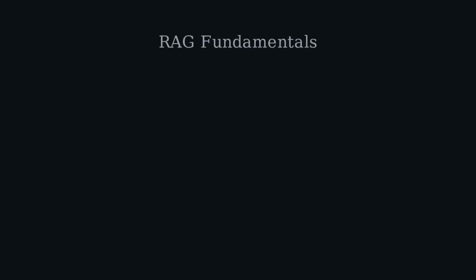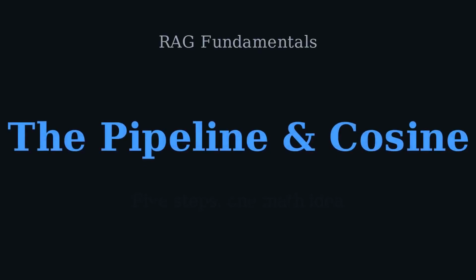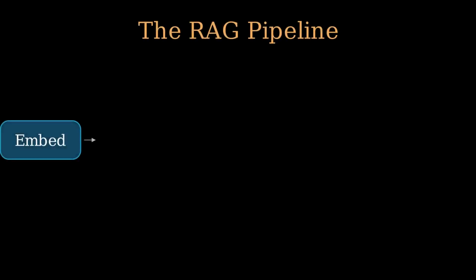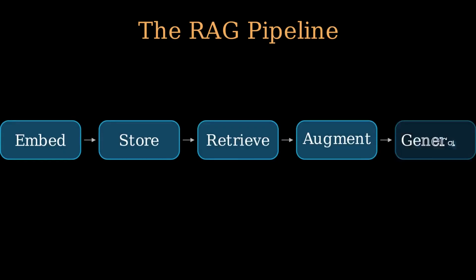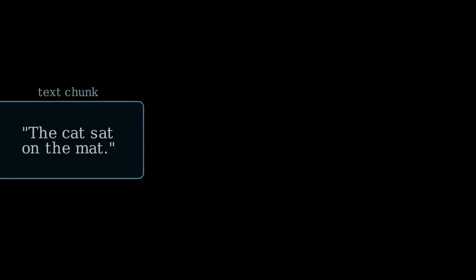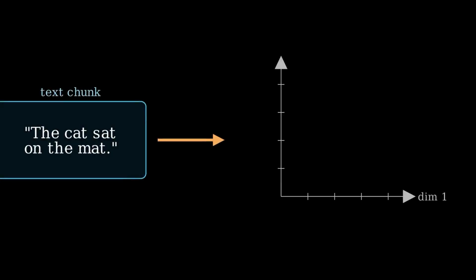RAG is 5 simple steps and 1 math idea. Take them one at a time, and the whole thing becomes obvious. 5 steps. Embed turns text into vectors. Store keeps them. Retrieve finds the most relevant ones for a question. Augment puts those chunks into the prompt. Generate gets the grounded answer from the model. That's RAG.